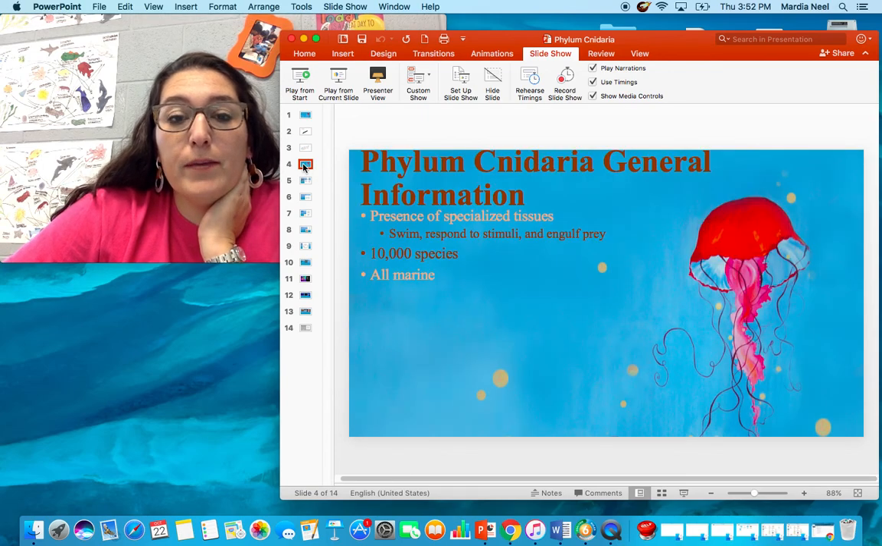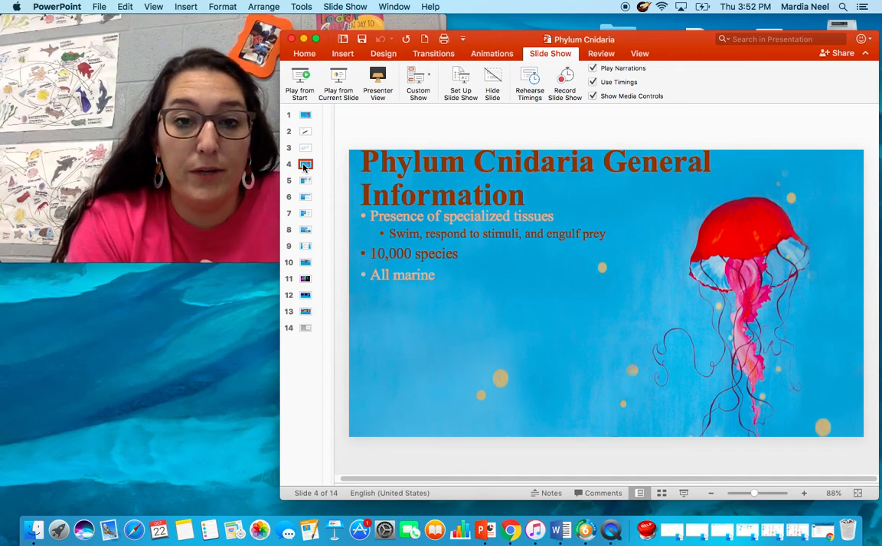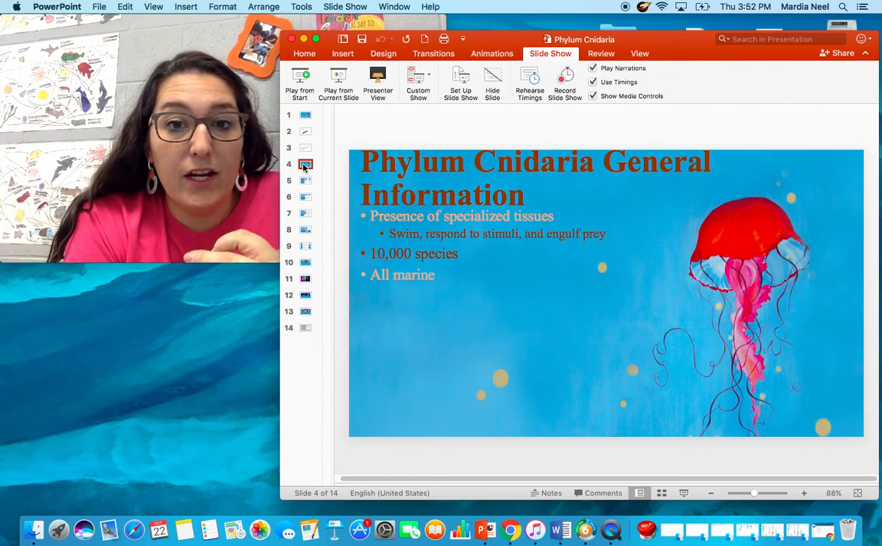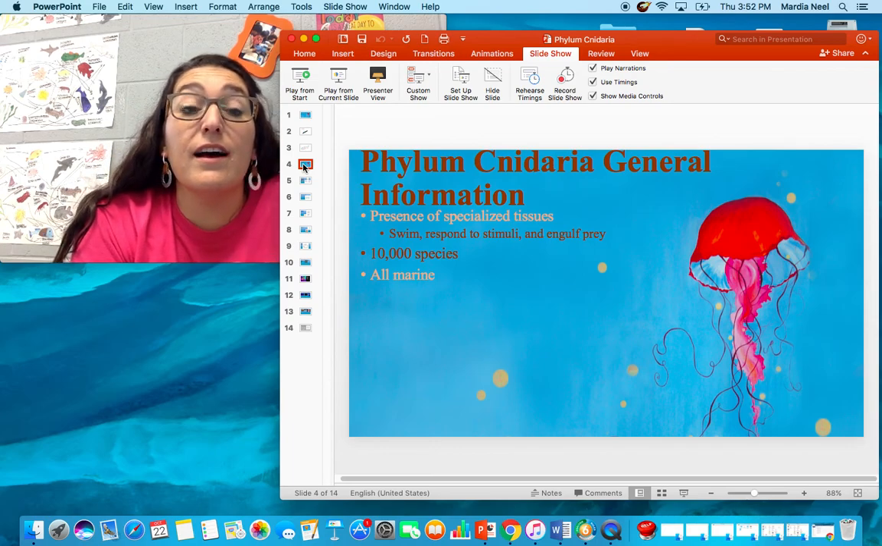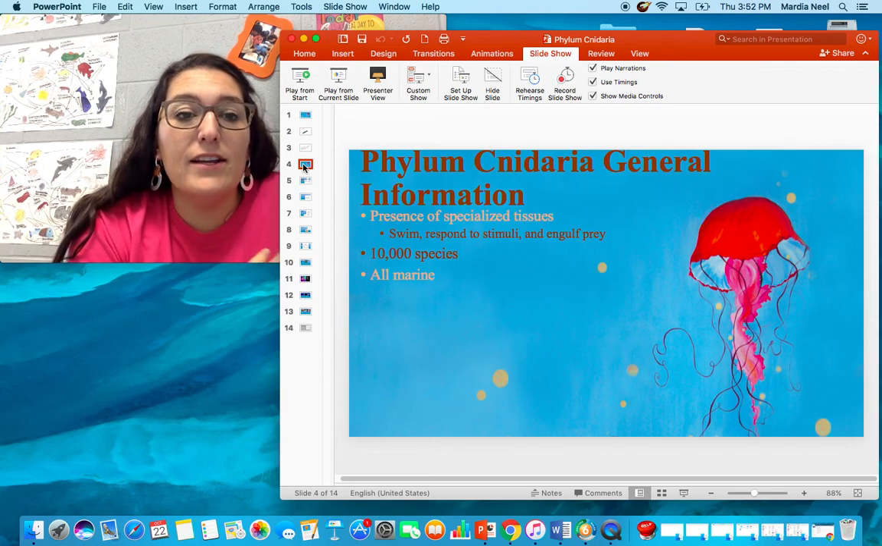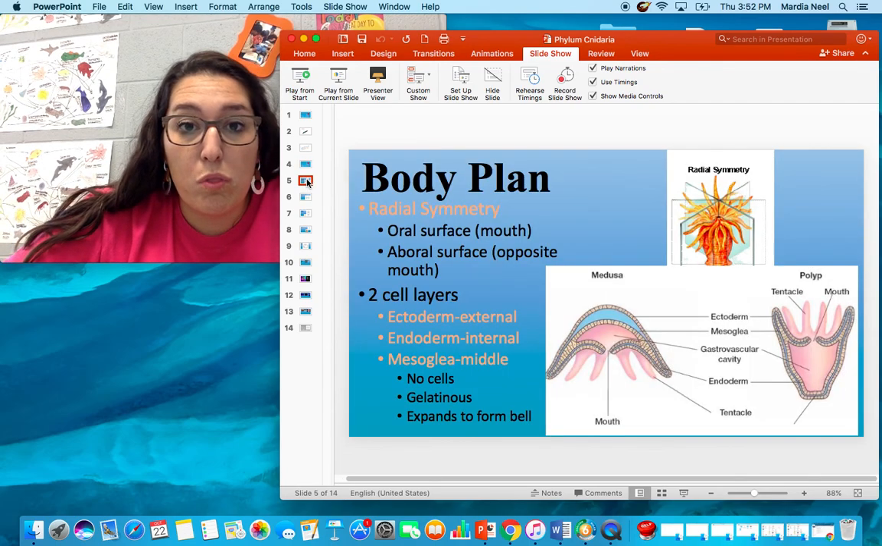So general information: Cnidaria have the presence of specialized tissues. That's what makes them unique. They are able to swim, they can respond to stimuli, and they can engulf prey. There are over 10,000 species of Cnidaria, so there are a lot of these guys out there. And all of them are marine, meaning they all live in salt water of some kind.